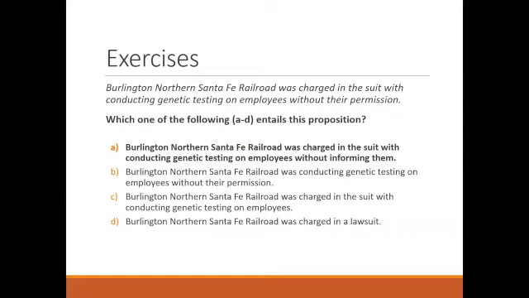And then the last one, D: Burlington Northern Santa Fe Railroad was charged in a lawsuit. It could have been charged in a lawsuit of any sort and not necessarily a suit for conducting genetic testing on employees without their permission. And so D could also be true without the sentence at the top being true. Thus the only one here which, if true, means that the sentence at the top cannot be false, is sentence A. Sentence A is the one which entails that proposition.